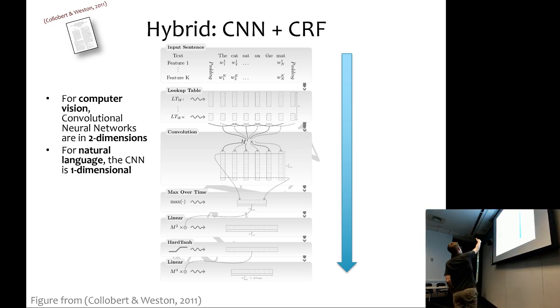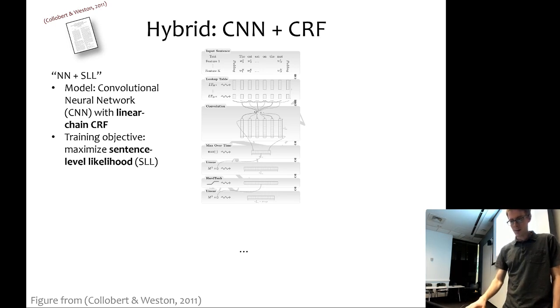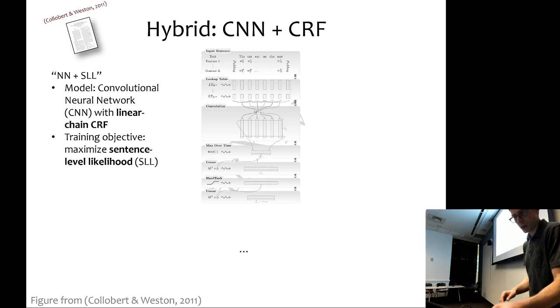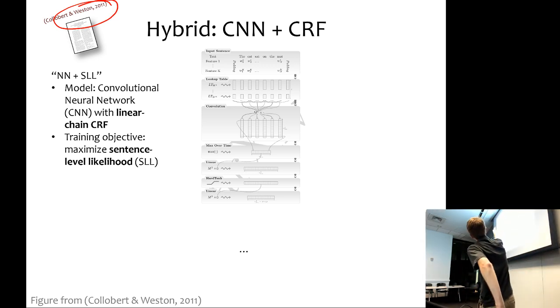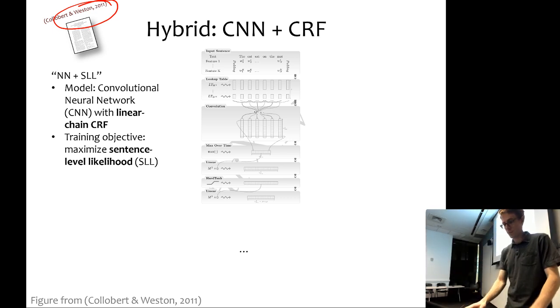For computer vision, the CNN would be in 2 dimensions. For natural language, the CNN would be 1-dimensional. So here, the earliest example of this was this 2011 paper by Collobert and Weston, where they were doing a neural net plus this sentence level likelihood. Sentence level likelihood was just their way of saying a linear chain conditional random field.